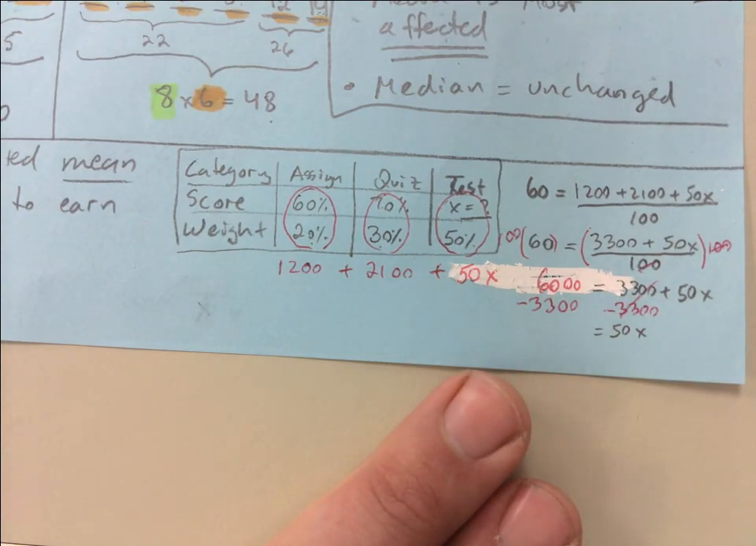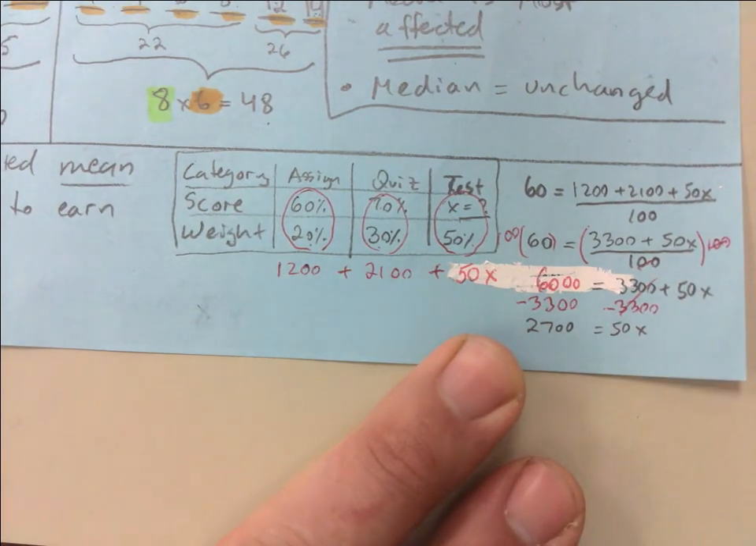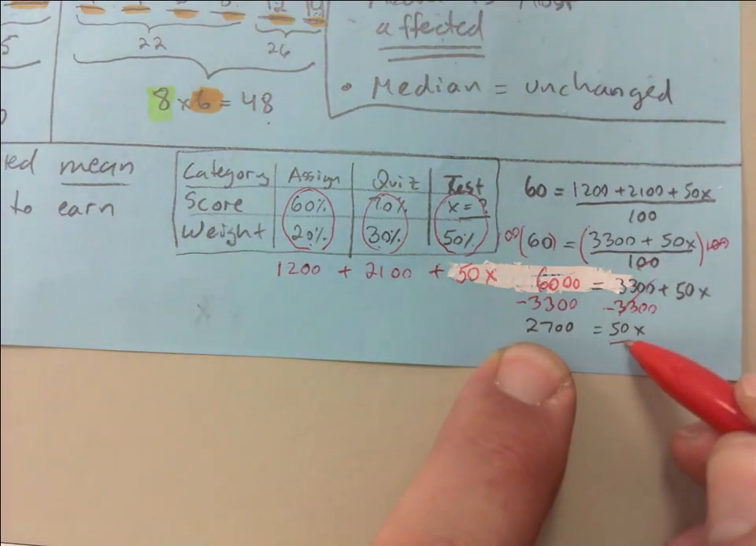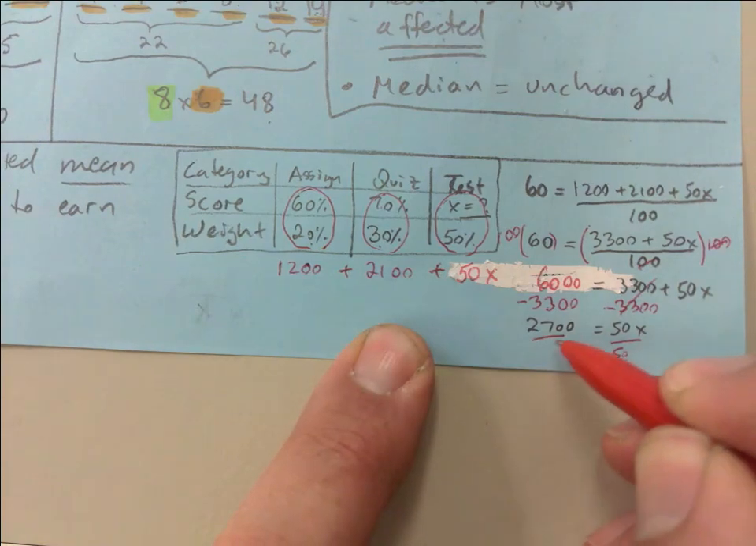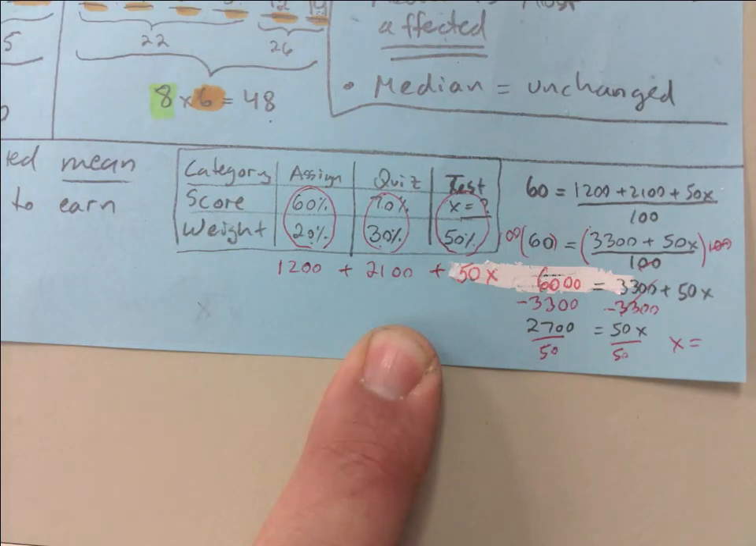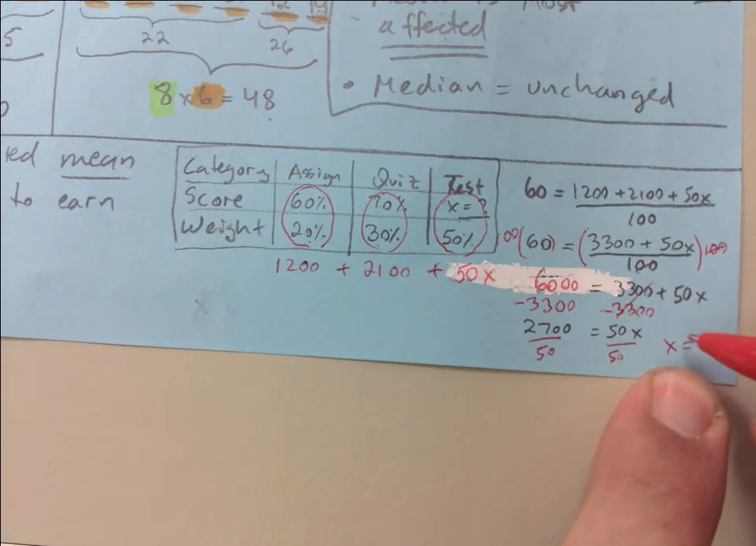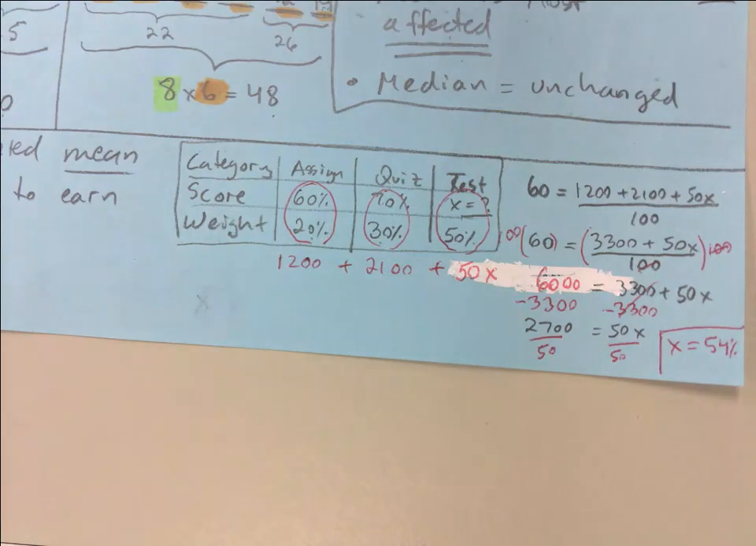And let's go the other side. You end up with 2,700. Think it's going to work. Divide by 50. Divide by 50. X is equal to 54%. That's not too bad. So there you have a weighted mean, which you may or may not need for the cumulative, which you may or may not need for the exam. Okay.